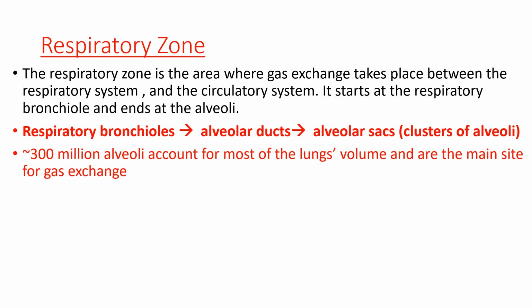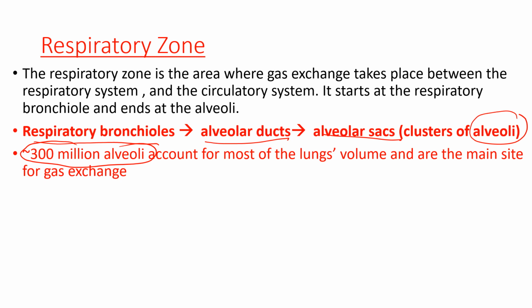All right, the respiratory zone will have respiratory bronchioles, alveolar ducts, and alveolar sacs, which are clusters of alveoli. So individual alveoli are clustered into these little alveolar sacs. So that's the progression of the path of air. Alveoli are the air sacs. There are millions of them, 300 million alveoli.